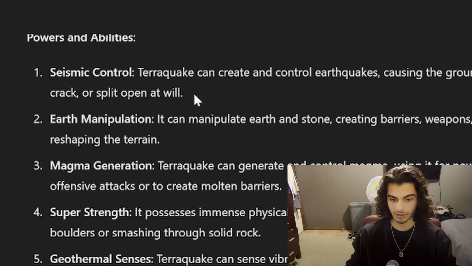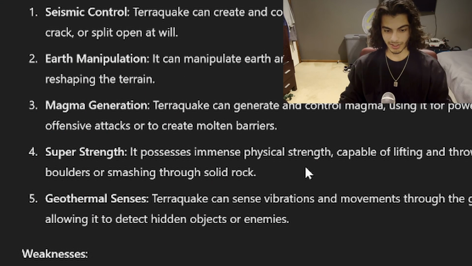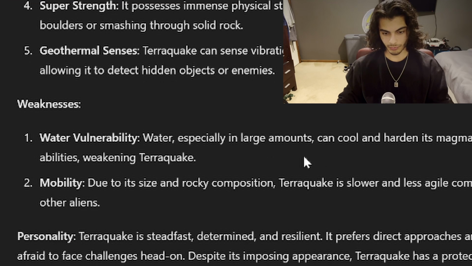Seismic control: can control earthquakes, causing the ground to shake and split at will. Earth manipulation: it can manipulate earth and stone, creating barriers, weapons, and reshaping the terrain. Magma generation: can control magma, using it for powerful offensive attacks and to create molten barriers. So he's the ultimate earthbender, basically. Super strength: it possesses immense physical strength, capable of lifting and throwing large boulders, or smashing through solid rock. And geothermal sense: can sense vibrations and movements through the ground, allowing it to detect hidden objects or enemies. Damn, that's cool. It's like Bolin if he was an alien. Water vulnerability. Water, okay, that makes sense because he's magma and earth and stuff.